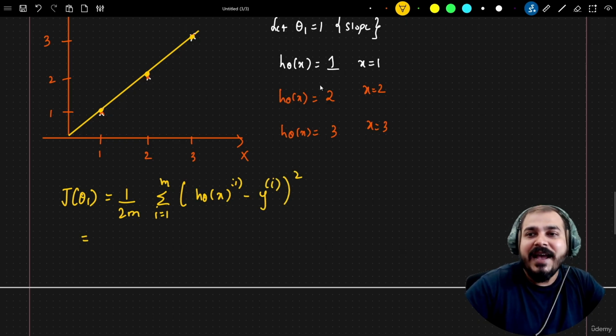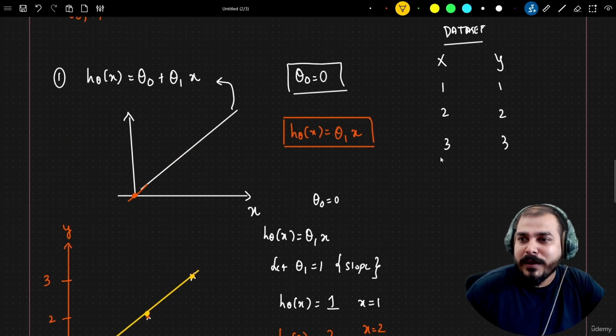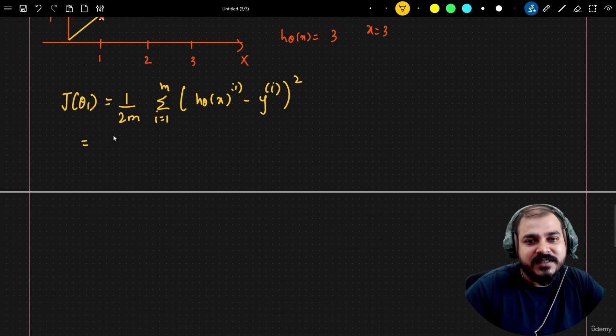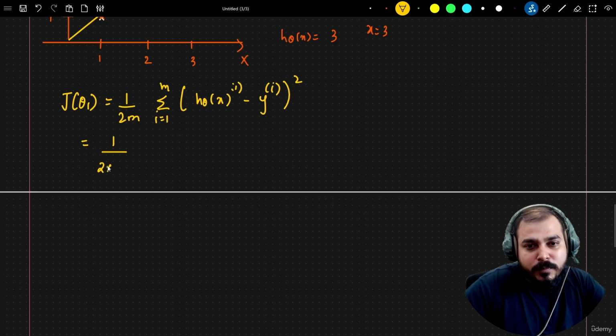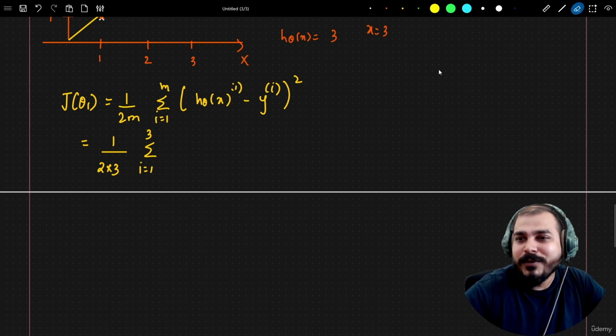So how many points do I have totally? I have 3 points, right? In my data set, I have 3 points, 1, 2, 3. So I'm just going to write 1 by 2 multiplied by 3, and the summation of i equal to 1 to 3. It will be the entire summation of 1 to 3, right? So no need to write 1 to 3. So I will start expanding this.